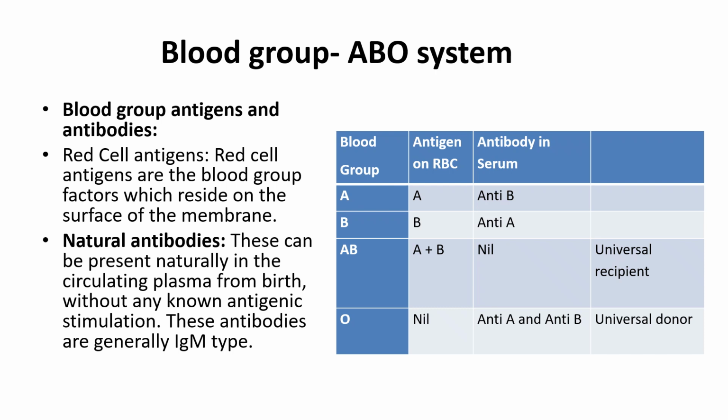So A contains A antigen and anti-B antibody in the serum. B group contains B antigen and anti-A antibody in the serum. AB contains antigen A and B both and no antibody. Blood group O contains no antigen, neither A nor B, and anti-A and anti-B both antibodies are present in the serum.